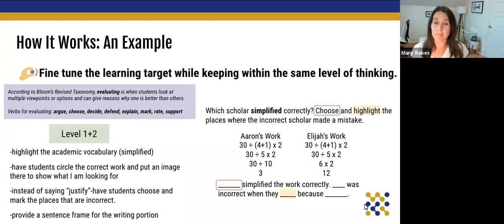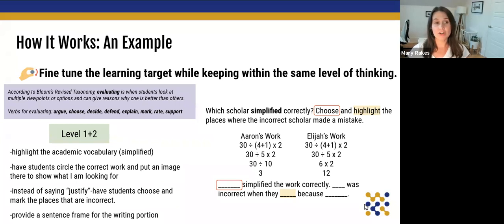And then in the sentence frame, I also matched those same accommodations. So they know that whoever they chose correctly, their name goes in that oval. And then in my sentence frame: blank simplified the work correctly, blank was incorrect when they did what? Whatever they highlighted, those pieces that were incorrect, that's what they're going to put there. And then because blank, and hopefully they'll be able to pull from their understanding of order of operations to fill that in correctly. So this is the same question.